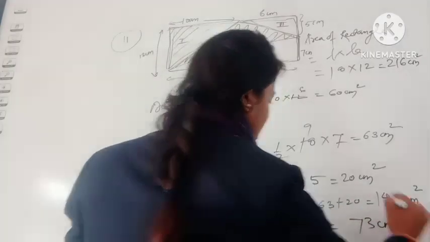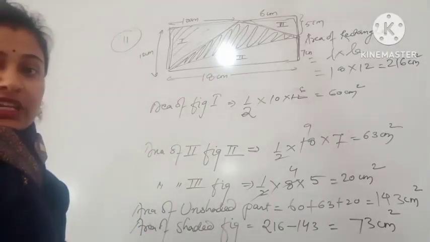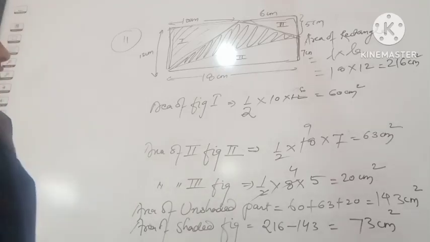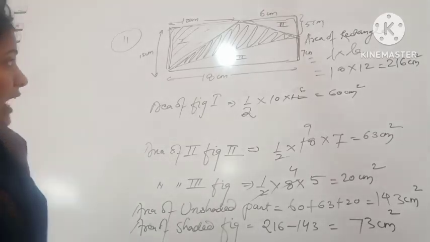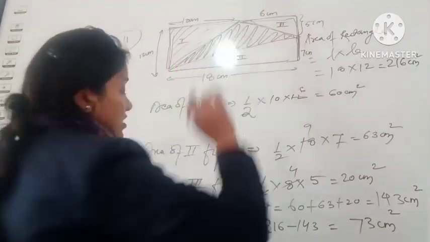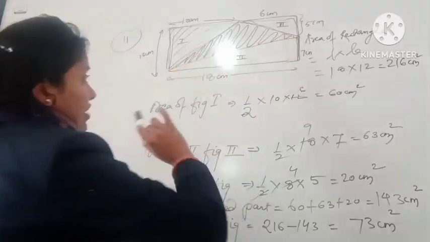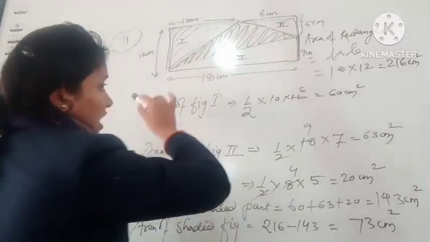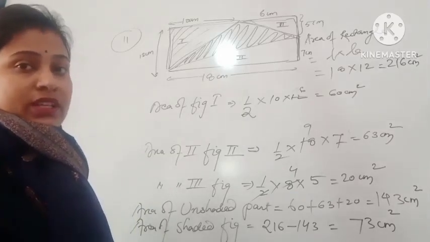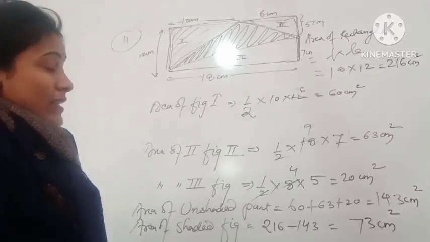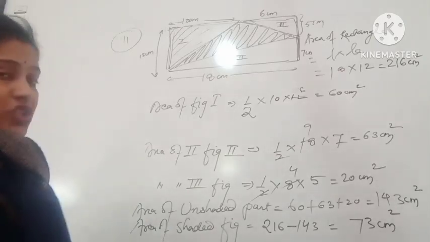I hope this particular question is clear. What we have done is, first we have calculated the area of the rectangle, and then we have calculated the 3 unshaded figures' area, and then in order to calculate the shaded area, we have subtracted the unshaded area from the area of rectangle. I hope the question is clear. Now let us move to the last question of today's class, that's question number 12.